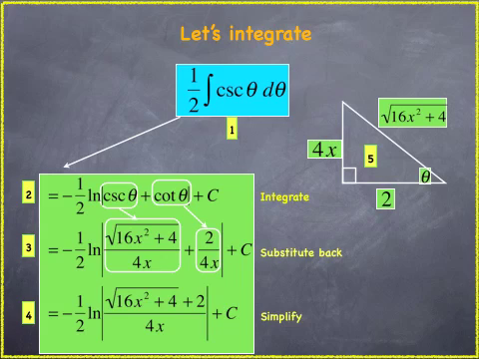Again, now we also have to replace cotangent. Cotangent is cosine over sine, or you could say it's the reciprocal of tangent. And in SOHCAHTOA, tangent is opposite over adjacent. But this is cotangent, so it's adjacent over opposite. And that's 2 over 4x. So you make those replacements in item 3. Then in item 4, we find a common denominator, and we are good to go. That is our final answer.